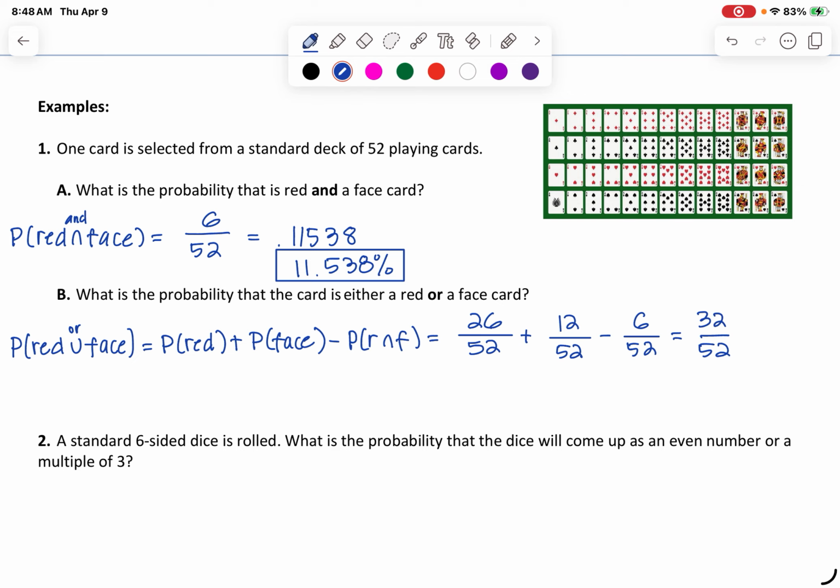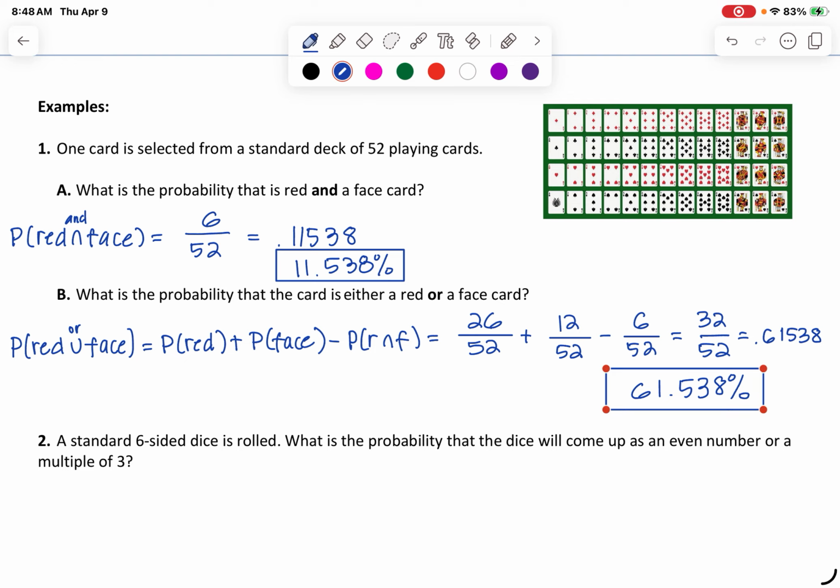And then I'm going to turn that into a decimal. 32 divided by 52 is 0.61538. So 61.538%.